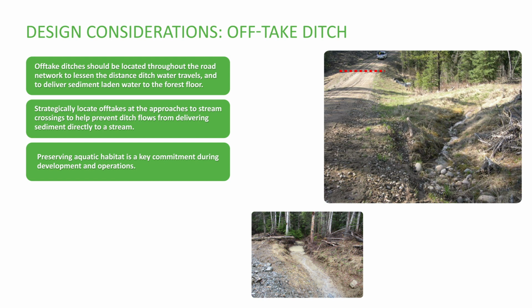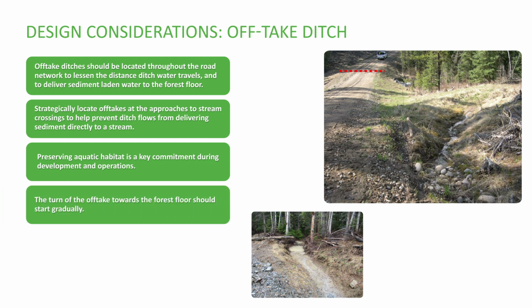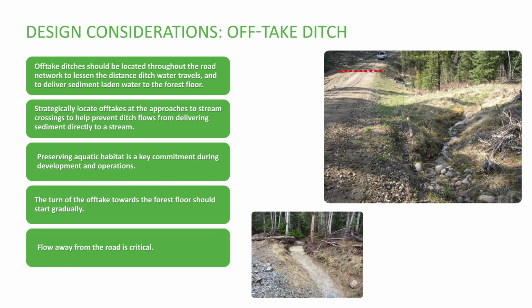Any design aid should indicate that the turn of the offtake should be gradual. A sharp angle is difficult for ditch flows to follow and may lead to erosion at the location of the sharp turn. Additional earthworks may be required to achieve adequate flow where an offtake ditch is holding ponded water. It may seem like a battle to get water to flow away from the road and stream, but a durable road and protection of water quality is worth it.